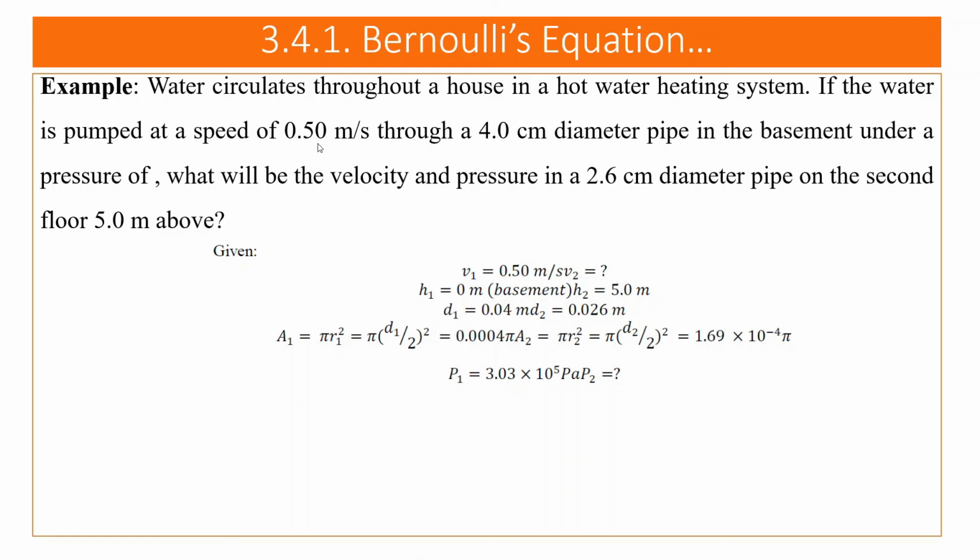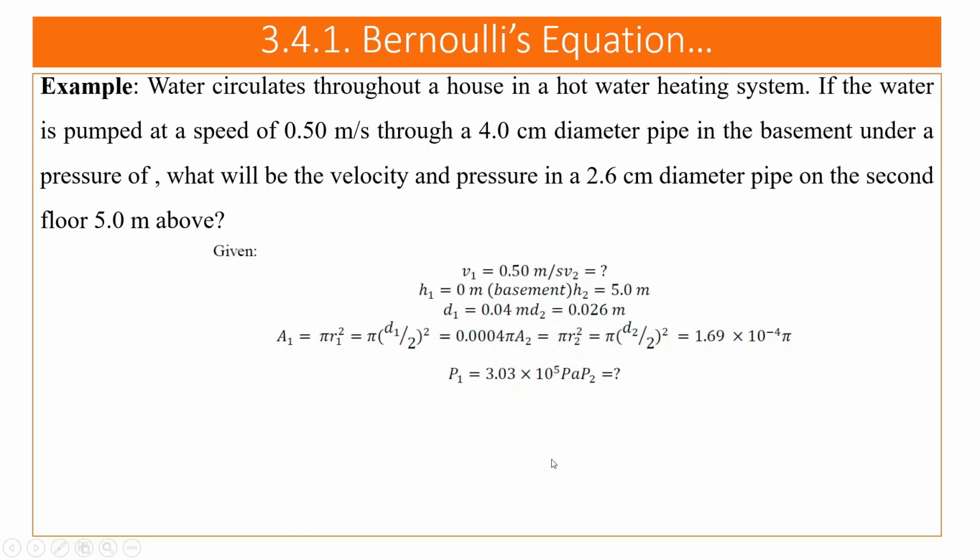And v1 is already given from this relation. v1 is 0.5 meter per second, and h1 is 0 meter. The water pump is in the basement, so the basement is 0, but h2 is 5 meter, which is the second floor. So the pressure 1 is equal to 3.03 times 10 raised to 5 Pascal. Pressure 2 is not known.